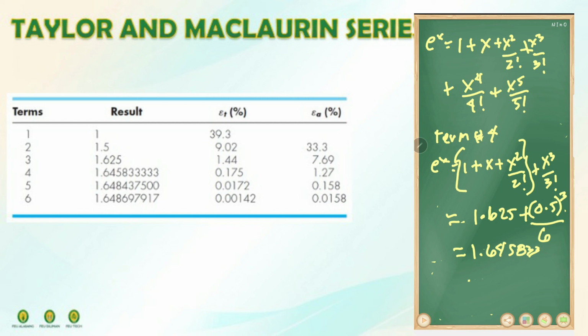Same procedure for epsilon of t. Epsilon of t is equal to 1.645833 minus e raised to 0.5 all over e raised to 0.5. Epsilon of t is equal to 0.175. Same for epsilon of a. Epsilon of a is equal to current minus previous, which is 1.645833 minus 1.625 all over current, which is 1.645833. The result is equal to 1.27.